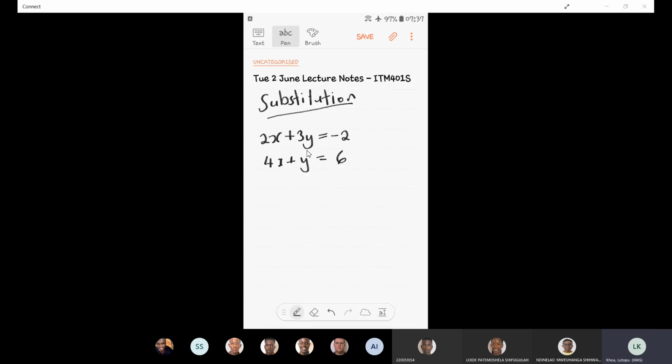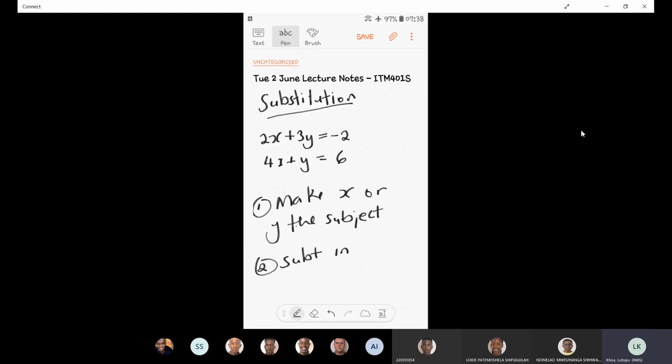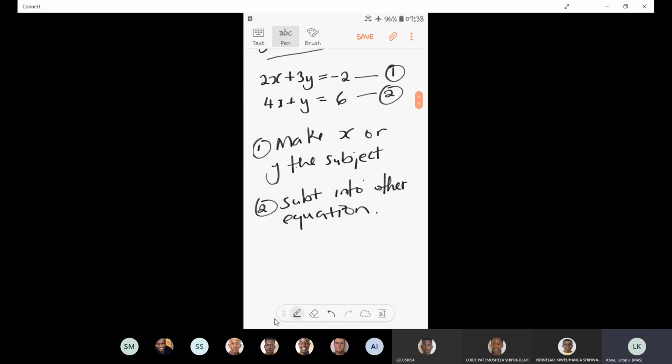Now with substitution, what you need to do is make one of the variables the subject of the formula. So number 1, you need to make x or y the subject. You pick one of the formulas to make x or y the subject in. It doesn't matter which one you pick. And then what you will do is substitute it into the other equation. Okay, so it's good to label them. This is equation 1, and this is equation 2. So from equation 2, I'm going to make y the subject of the formula. Then the third step is just to solve.